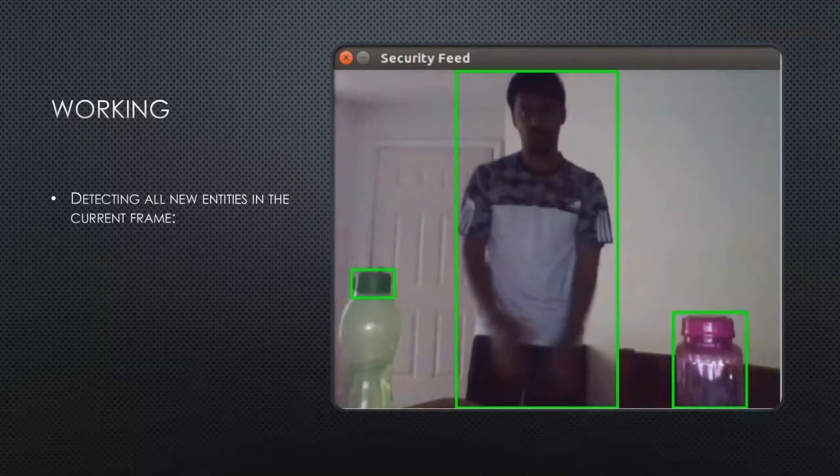Now we have to detect each and every entity in the frame differently. Each entity in the frame is as shown: when the webcam sees, again we compute the absolute differences, and the two bottles and the person standing can be detected differently.